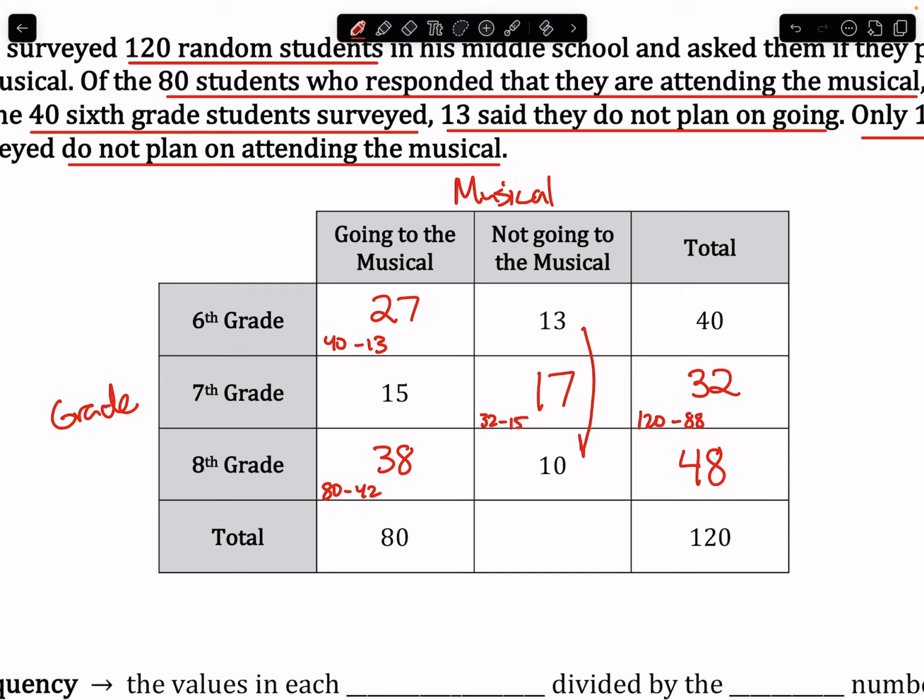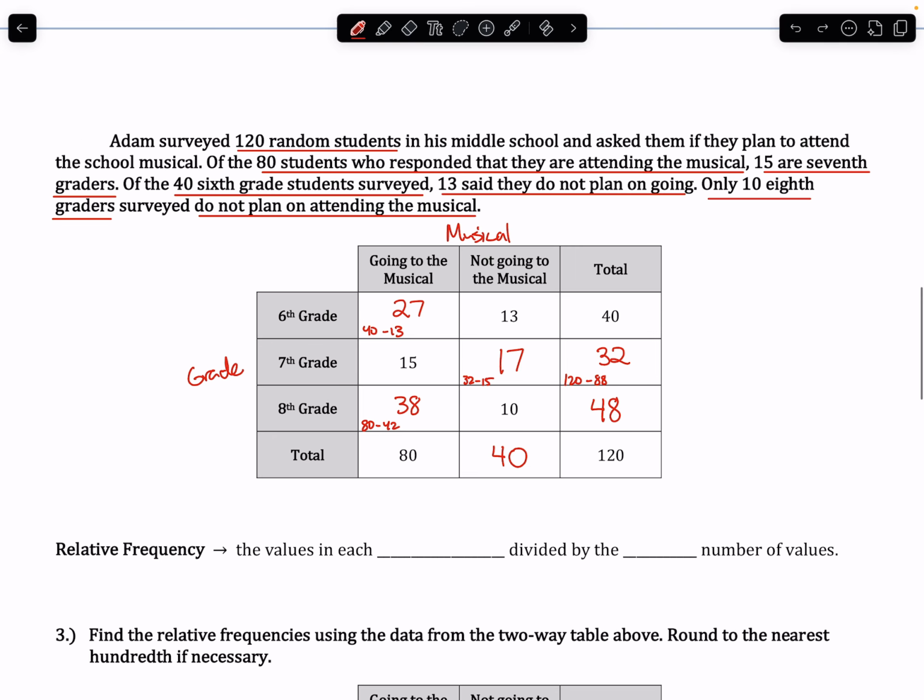And then now we can just add all the way straight down, those not going to the musical. 13 plus 17 plus 10 gives us 40, which if we double check, 80 plus 40 does give us 120. Cool. So all of that checks out.